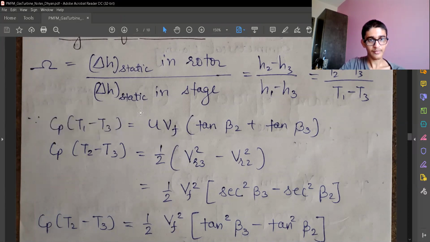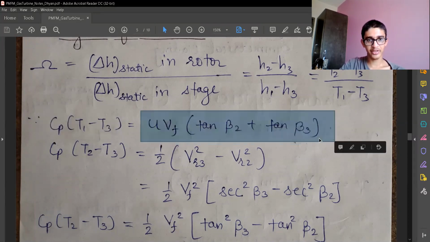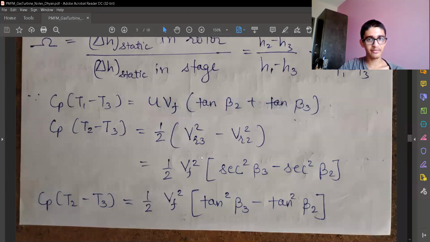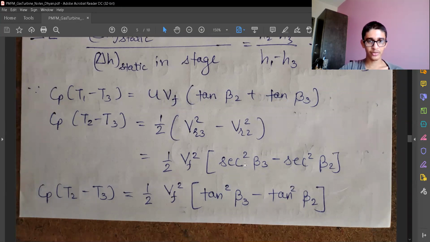This is work done, and that is work achieved in the gas turbine, and that is related to this. We have two relations for the work achieved. So this is coming from the velocity triangle. This was coming from the enthalpy change. And for T2 minus T3, we are writing the work. Cp (T2 minus T3) is the work done in the rotor, that we are writing in terms of relative velocity change, that is the kinetic energy change. We are converting it to Vf using velocity triangles and sec square of angles, and we are using the trigonometric relation of sec and tan, and converting it to tan square. So we have two relations.